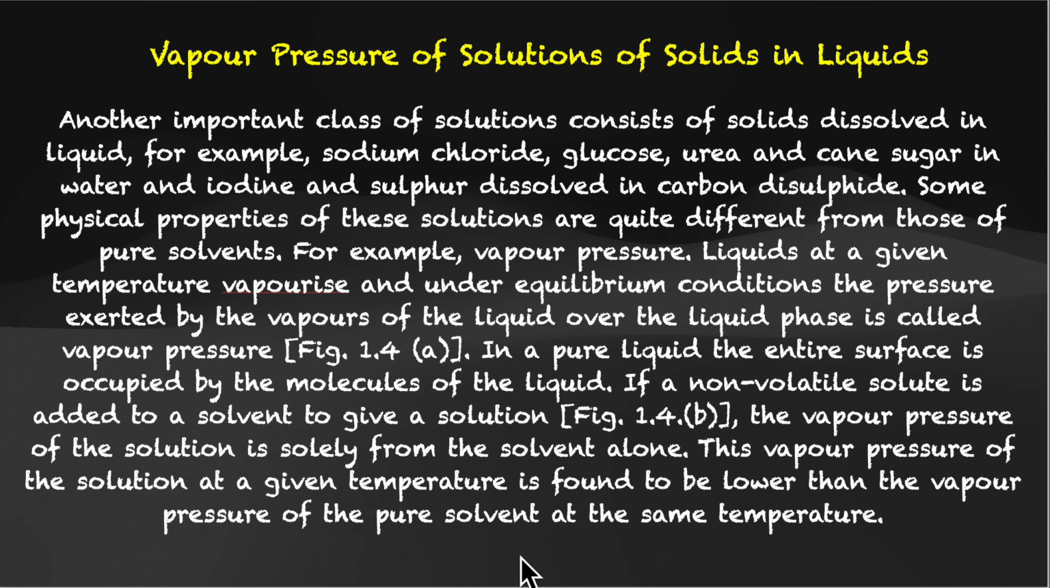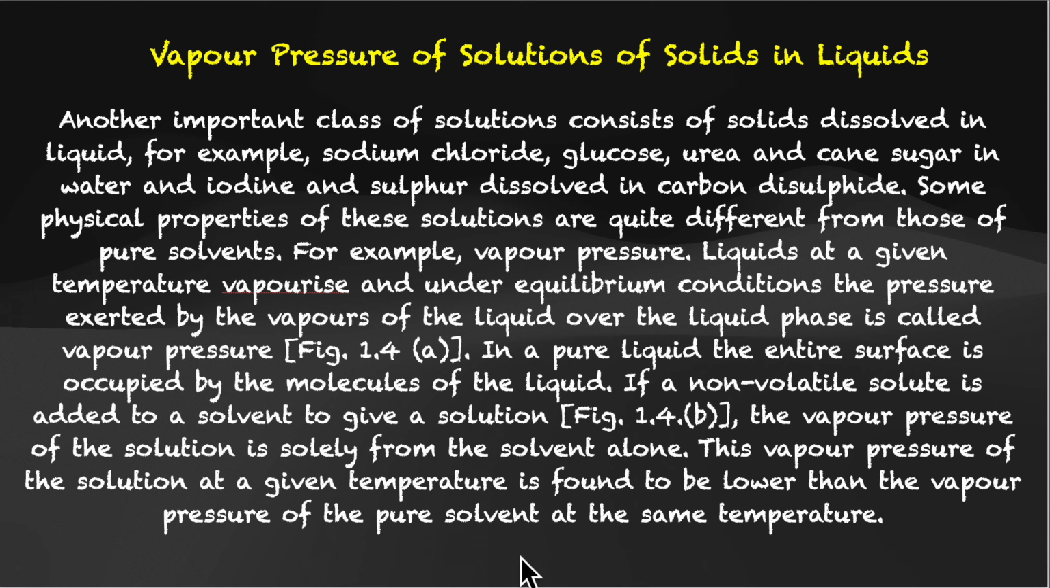Now, vapor pressure of solutions of solids in liquids. Until now we saw liquid solutions. Now we are going to see solid-liquid solutions. Another important class of solutions consists of solids dissolved in liquid. For example, sodium chloride, glucose, urea and cane sugar in water, and iodine and sulfur dissolved in carbon disulfide. Some physical properties of these solutions are quite different from those of the pure solvent.